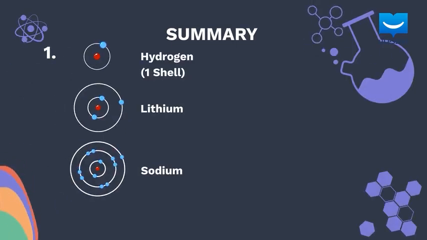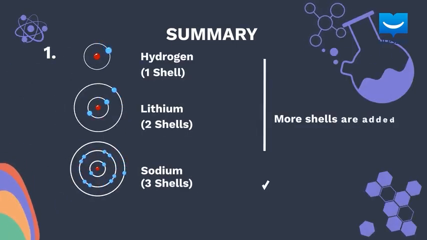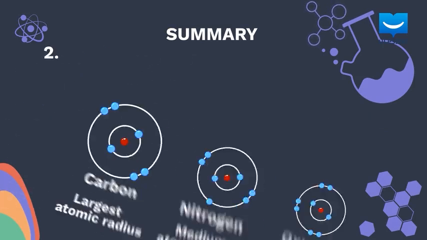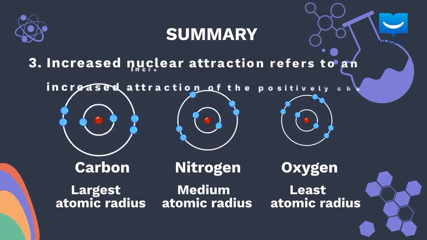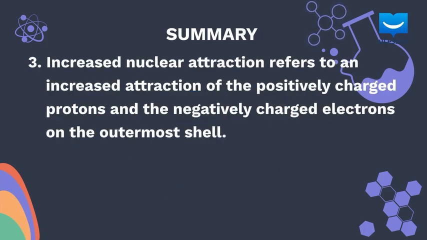In summary, as we move down the group, the atoms increase in size because more shells are added. But as we move across the period from left to right, the atoms decrease in size because of an increased nuclear attraction. And lastly, by increased nuclear attraction, I mean an increased attraction of the positively charged protons and the negatively charged electrons on the outermost shell.